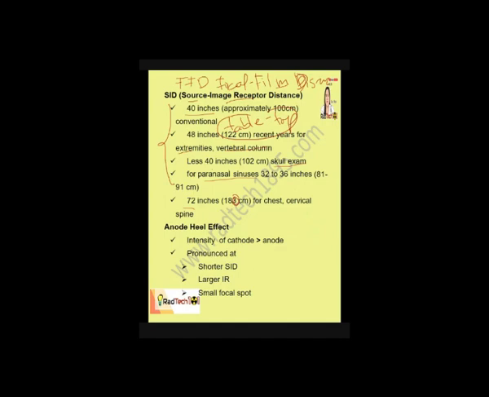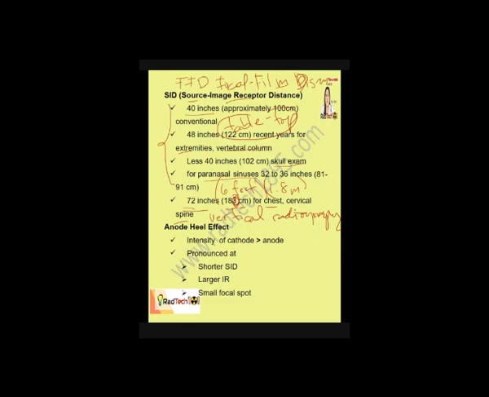72 inches or 180 centimeters or 6 feet or 1.8 meters. Pareho lang sila. 72 inches, 180 cm, 6 feet or 1.8 meters for chest or cervical spine examination, or for vertical radiography. Meaning yung patient nakatayo sa vertical cassette holder.